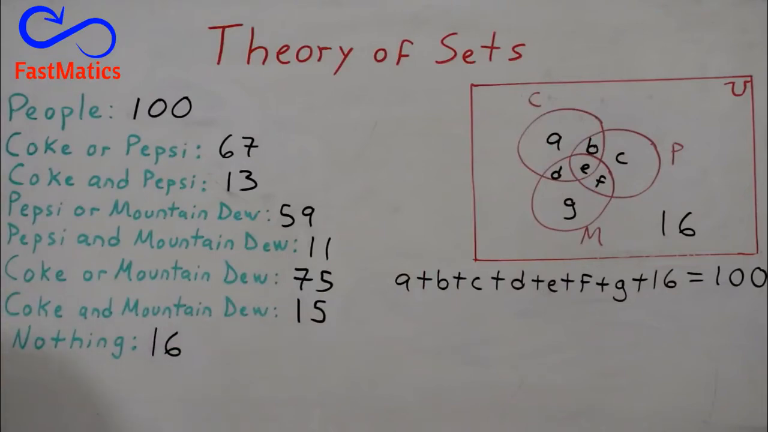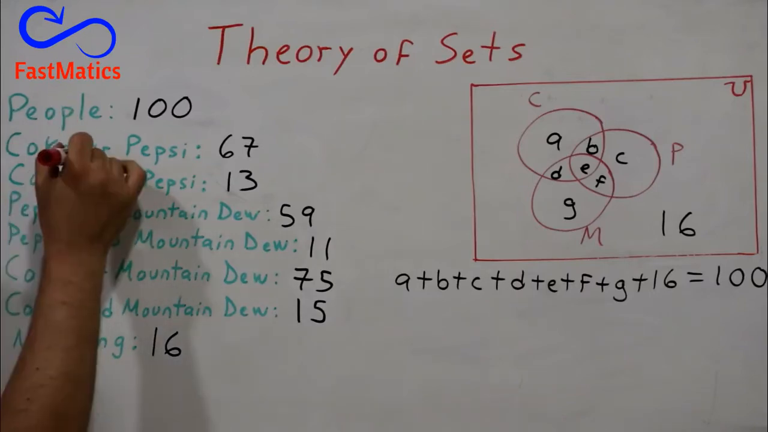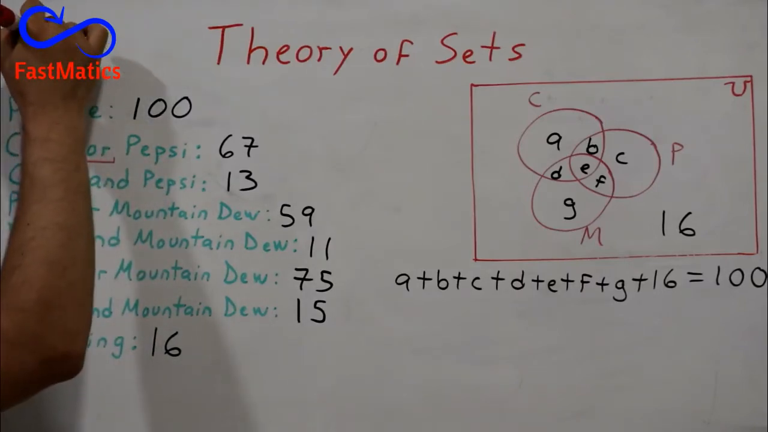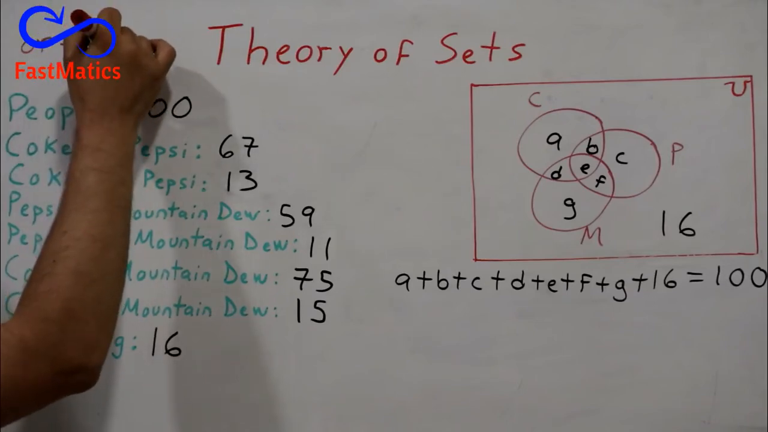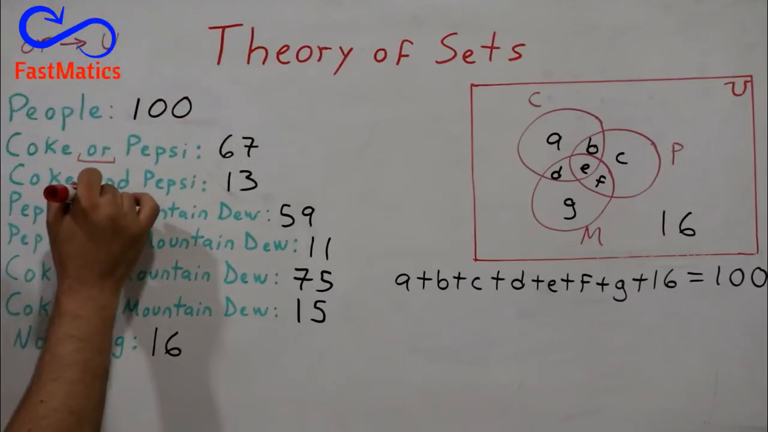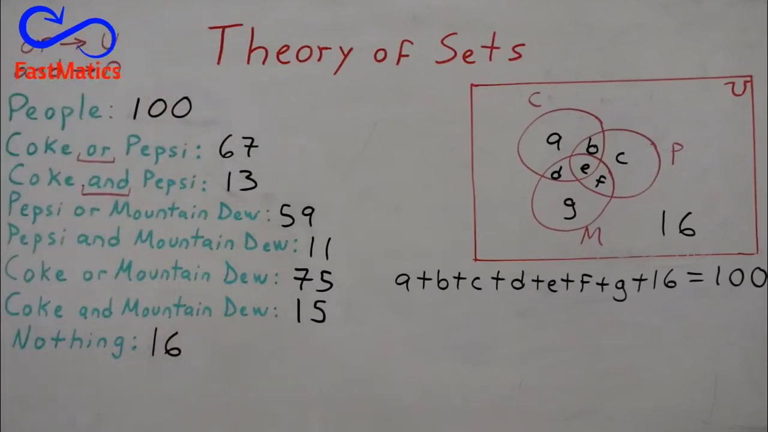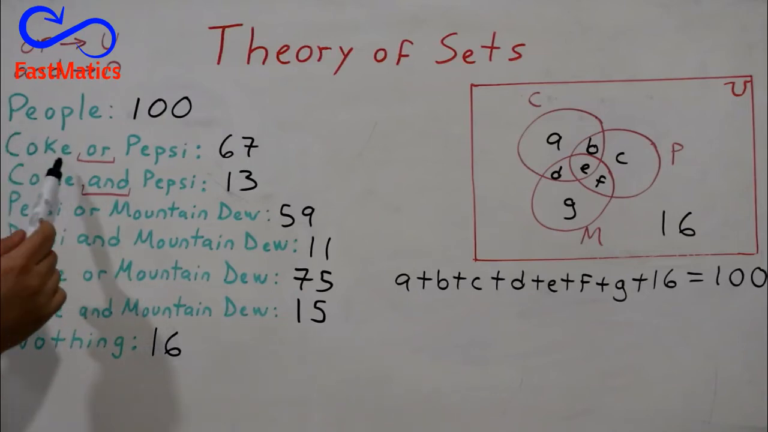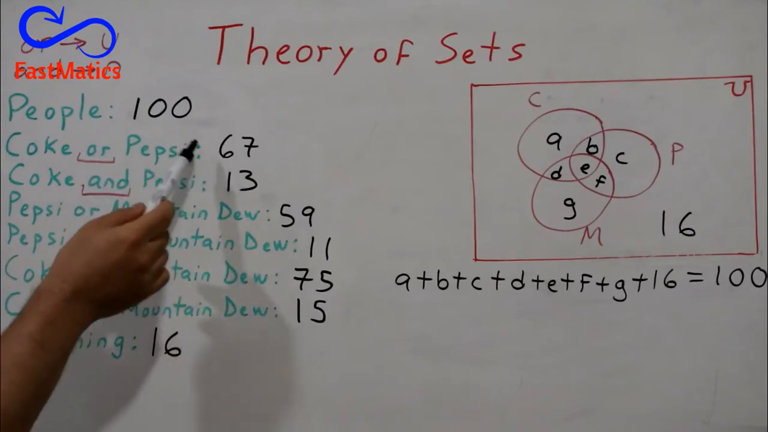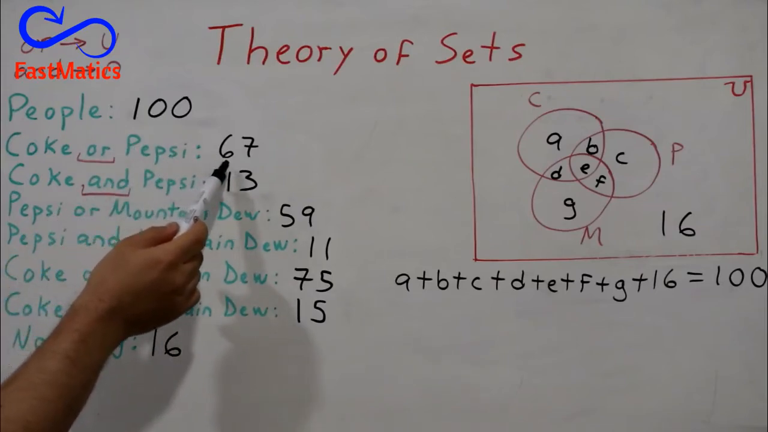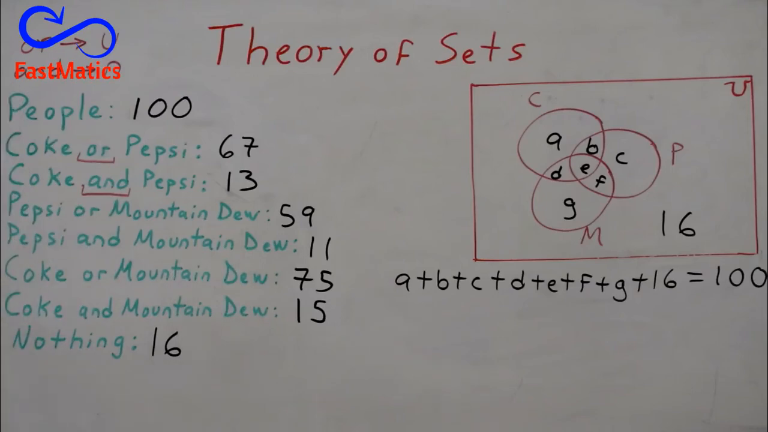After that, we must say that in math, OR means union, AND means intersection. This is very important to understand the problem. So, Coke or Pepsi mean that everything inside Coke plus inside Pepsi must be equal to 67.